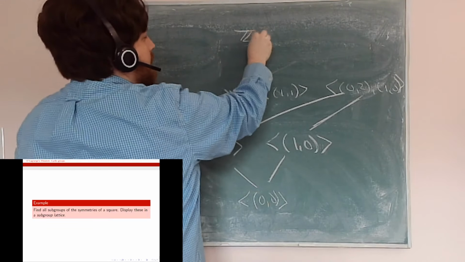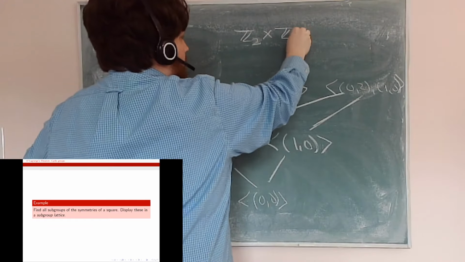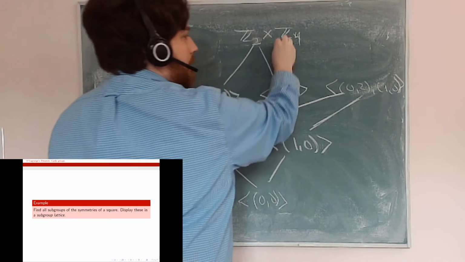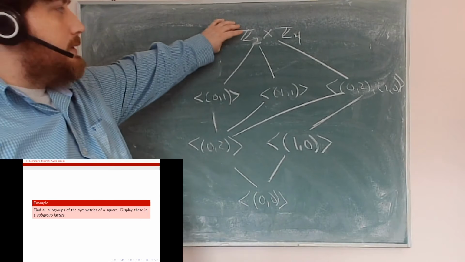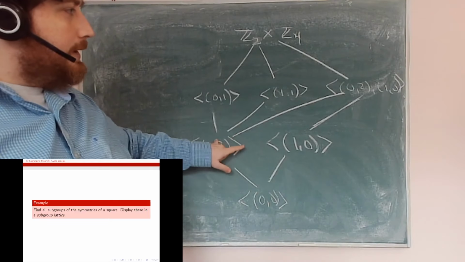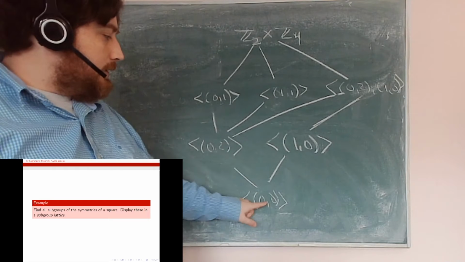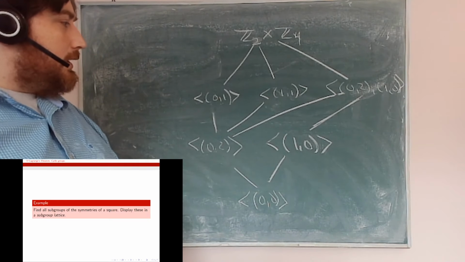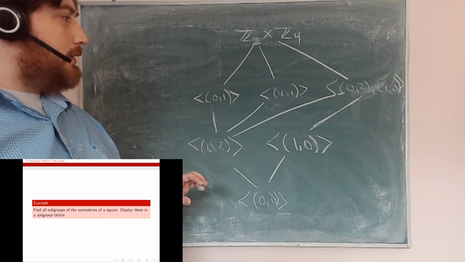So I would have Z2 cross Z4. Notice that contains everything, so at the top here, I'm going to draw a line going down. And so that would be a sublattice of the subgroups. What's happening here is this contains everything. This one contains this one, which contains both of these. These 2 contain this one, and so all of that works out in that manner.